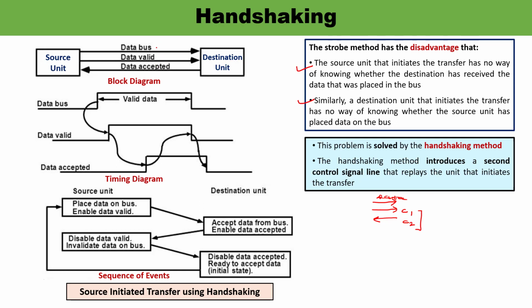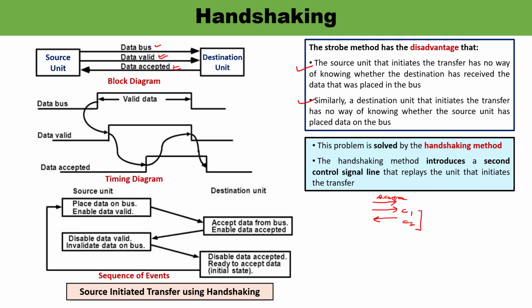You can see here is a data bus, meaning data is available on the data buses. The data valid line is one control and the other control is data accepted, which is sent by the destination unit. So there are two control signals, data valid and data accepted. You can see the source is transferring data which is received by the destination unit. In this timing diagram, you can see the timing relationship, the exchange of signals between the source and the destination unit. First, the source unit initiates a transfer.